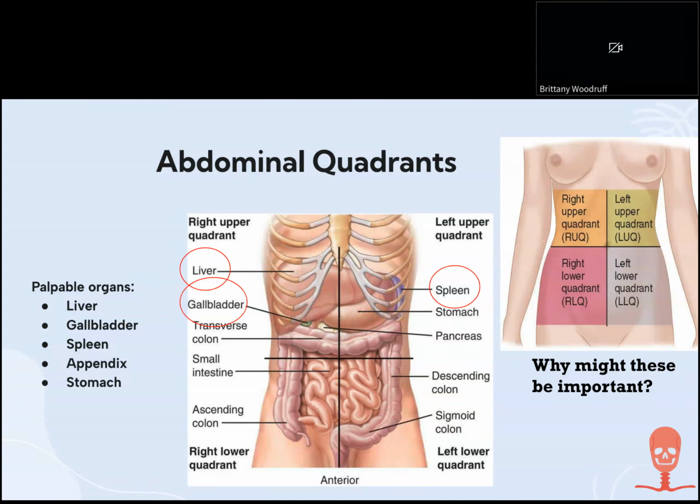Your gallbladder is super closely associated with your liver. It's this little green coin purse you find under your liver. So anytime you hear the gallbladder, just think liver. It's in the same spot. It's tucked right underneath it. So that is also going to be found in your right upper quadrant.